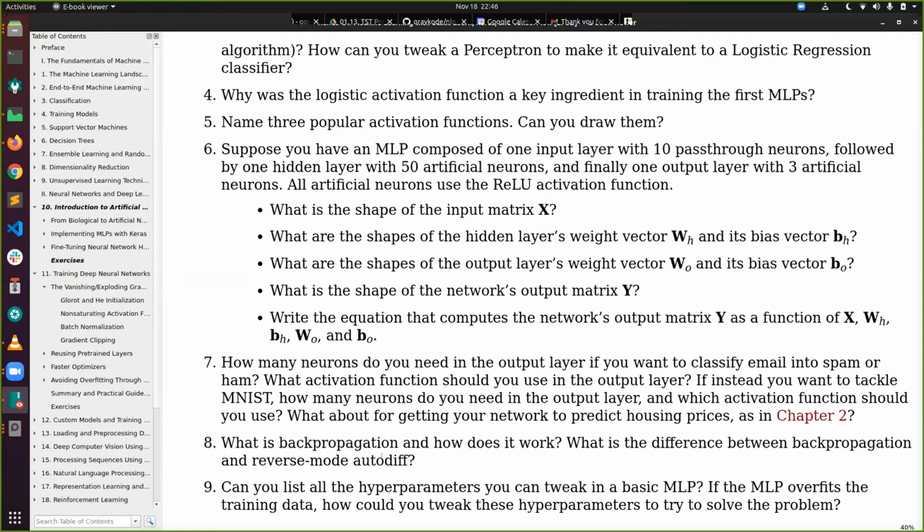What is back propagation and how does it work? What is the difference between back propagation and reverse mode auto diff? I have no idea about back propagation or reverse mode auto diff. Yeah, I've not heard of it either. I think reverse mode auto diff is what back propagation uses to calculate the gradients. Okay, it could be that. I remember there was something about it in one of the chapters, but I really didn't understand that chapter. Is it one of the later chapters? I'm not sure actually. I can check.